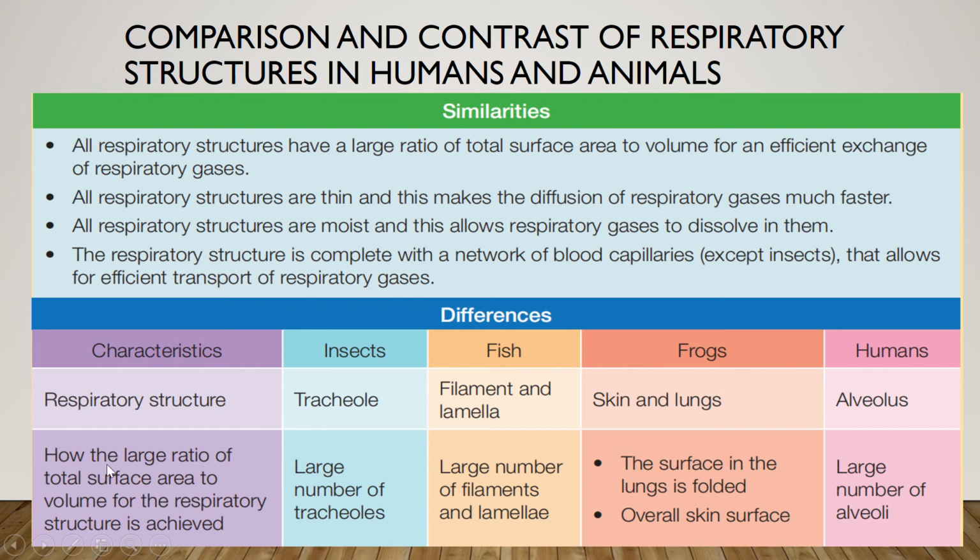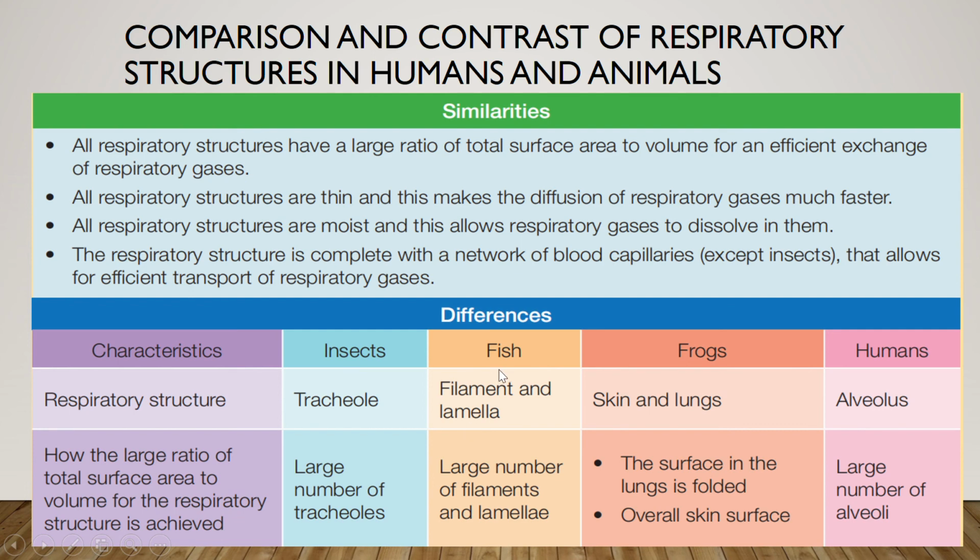So how is the large ratio of TSA to volume for the respiratory structure achieved? Meaning how are these four organisms having a large TSA to volume ratio? For insects, they are large in numbers. The tracheoles are a lot. Remember the ones branching out from the trachea. The tracheoles have got a lot, then reaching to the muscle cells.